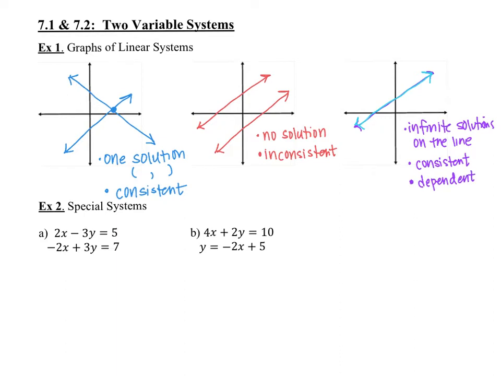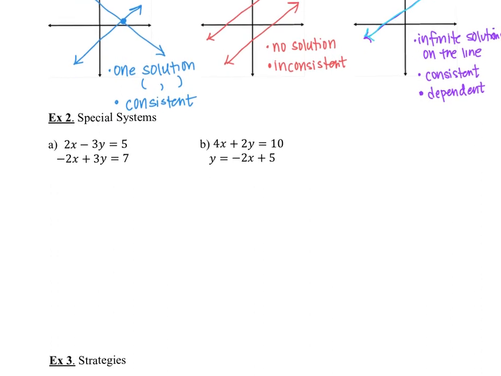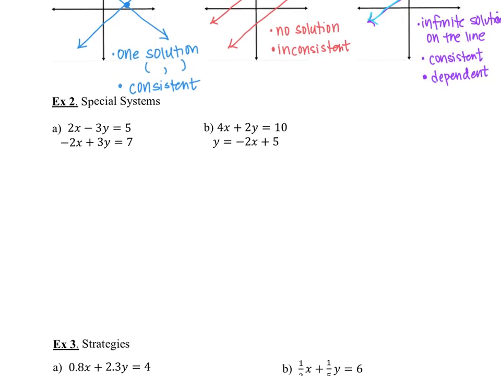If I were to list the solutions, the y value depends on the x value, whereas in the first scenario, there was exactly one solution. So the x and y were completely well defined. Okay, now we're going to go over what some special systems look like algebraically, and you'll remember these.